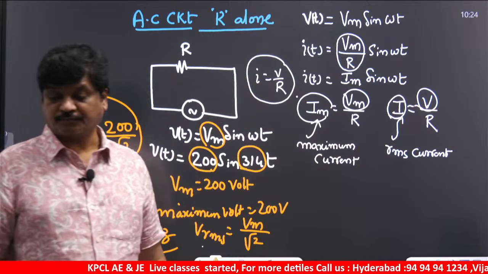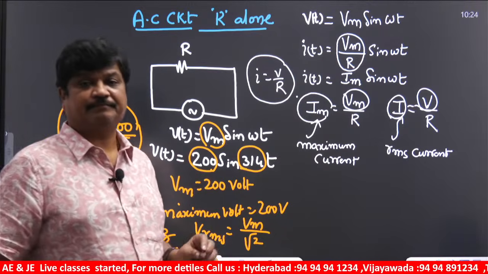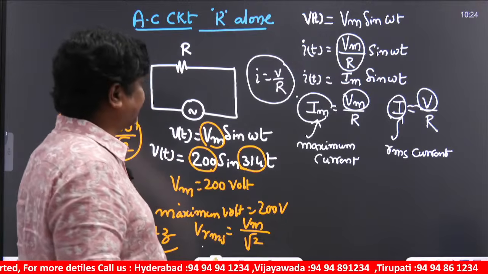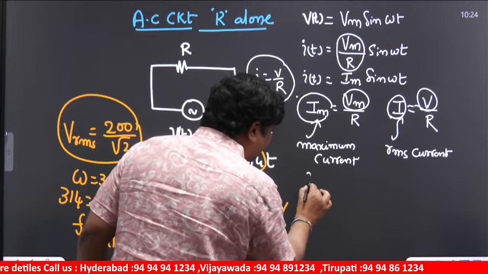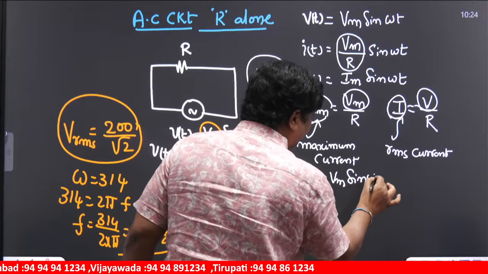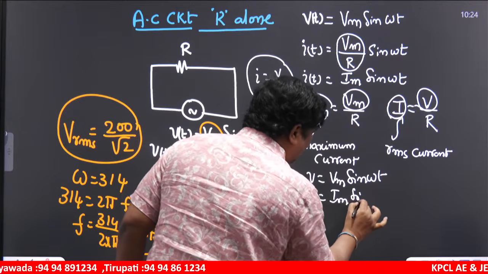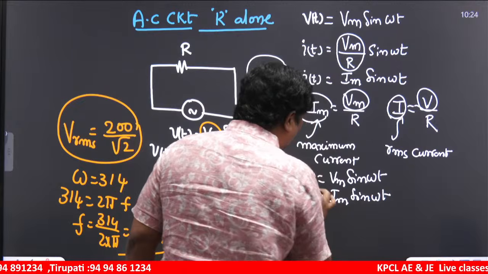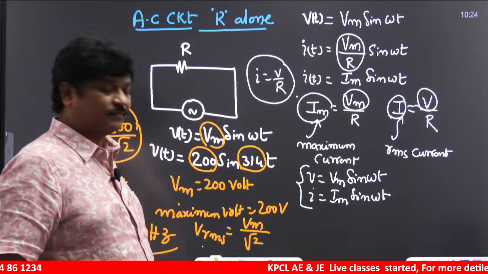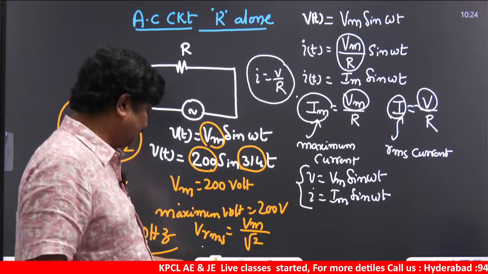Now, what are the points we observed here? V is equal to Vm sin omega t, and current I is equal to Im sin omega t. What do we understand by these two equations? Tell me.